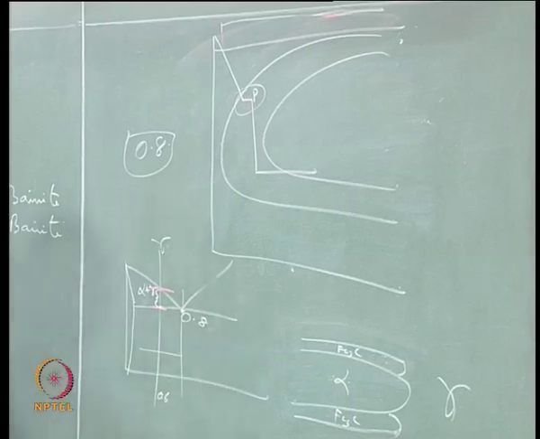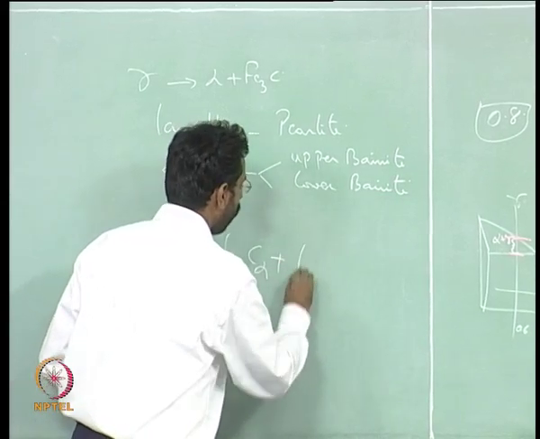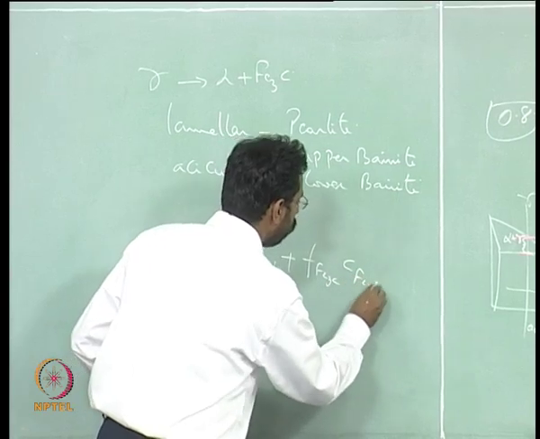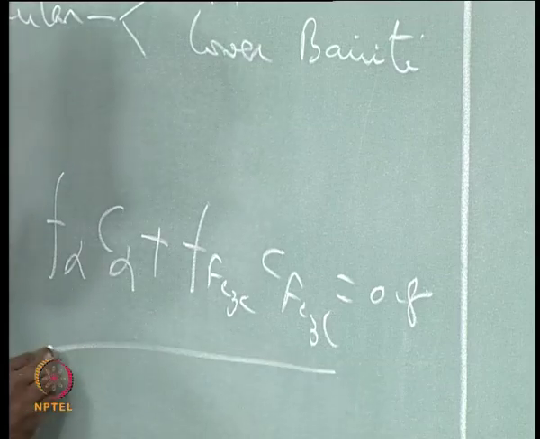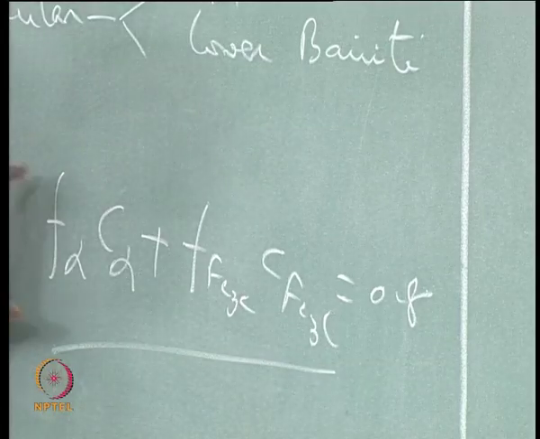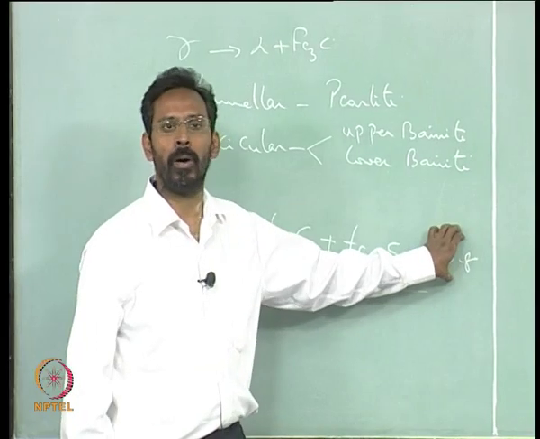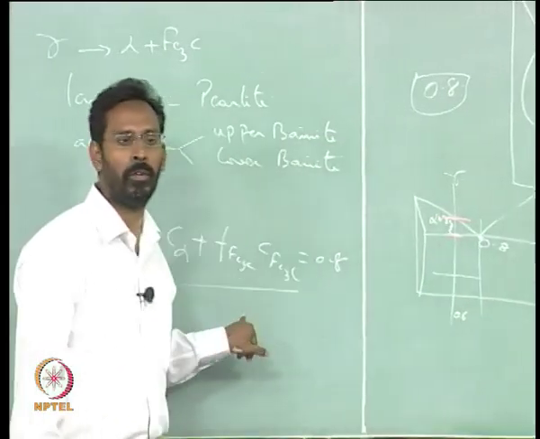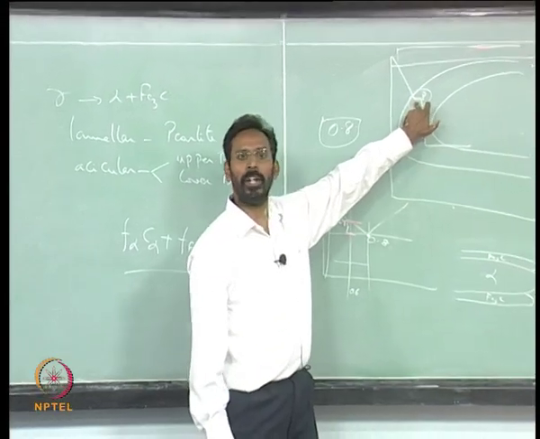Only thing is, the fraction of alpha multiplied by the composition of alpha, plus the fraction of cementite multiplied by the composition of cementite, should become equal to 0.8. And if you call this the pearlite, where alpha and cementite are there, the overall composition of the pearlite is 0.8, because gamma of 0.8 is giving you this. So we can say that this pearlite would have 0.8.